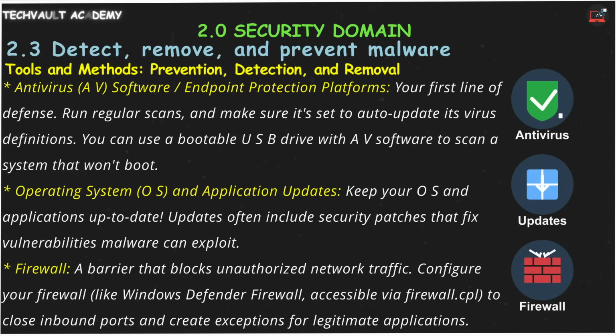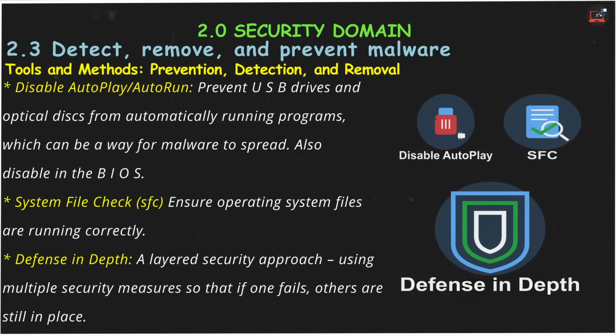Firewall, a barrier that blocks unauthorized network traffic. Configure your firewall, like Windows Defender Firewall, accessible via firewall.cpl, to close inbound ports and create exceptions for legitimate applications. Disable autoplay, auto-run, to prevent USB drives and optical disks from automatically running programs, which can be a way for malware to spread. Also, disable booting from removable media in the BIOS. System File Checker, SFC, ensures operating system files are running correctly.